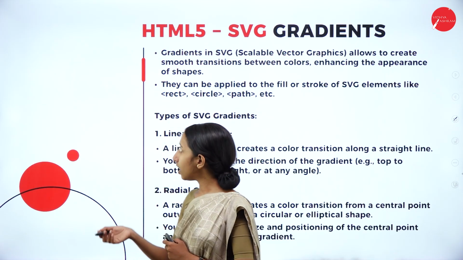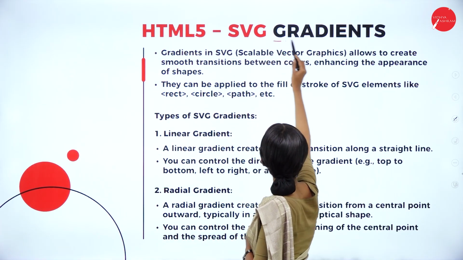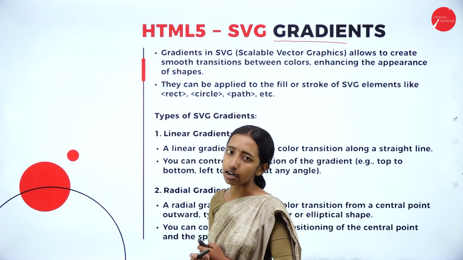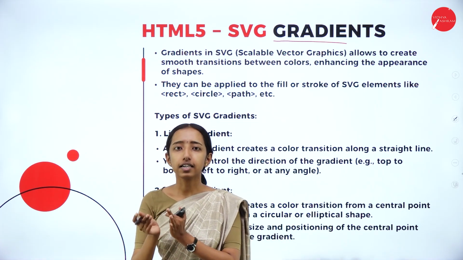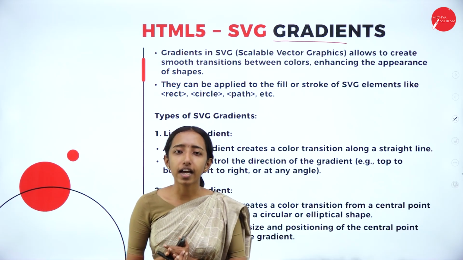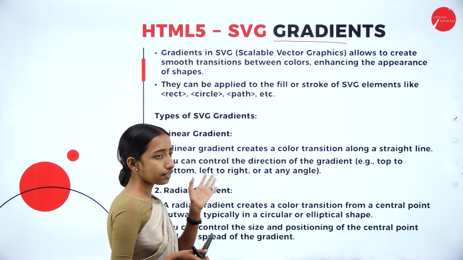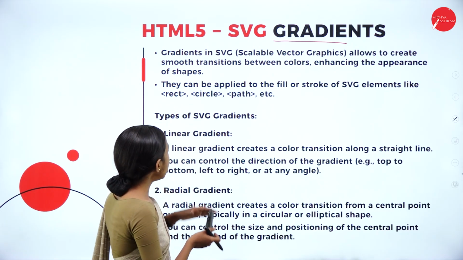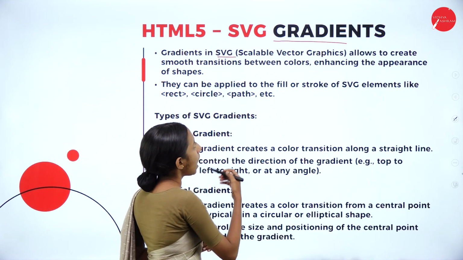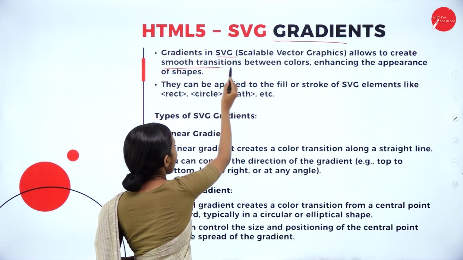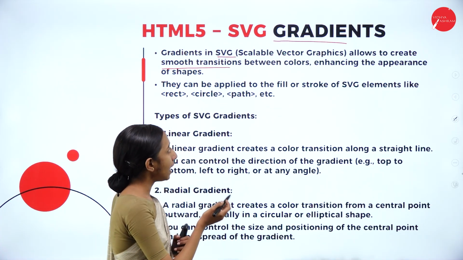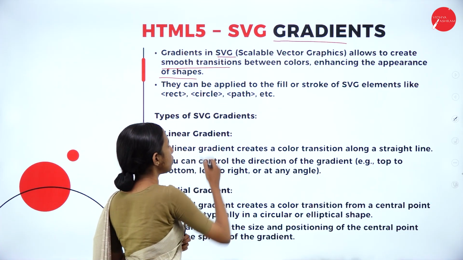So next we are having the last topic, that is the gradients and the stars. The first concept is the gradient. So how we can draw the HTML5 SVG gradients. What do you mean by this gradient? The gradient in the SVG allows you to create smooth transitions between colors, enhancing the appearance of the shape.